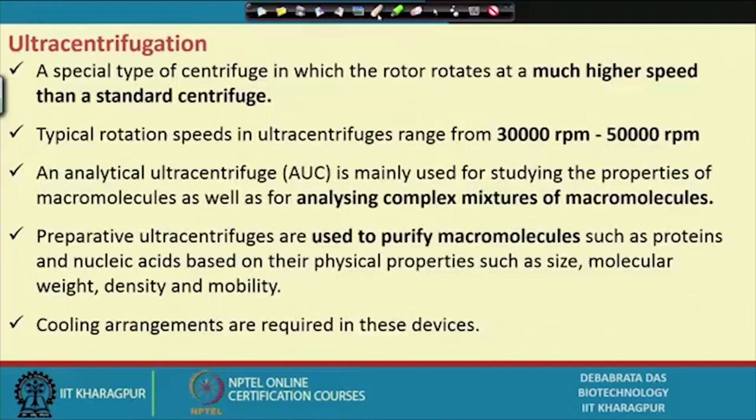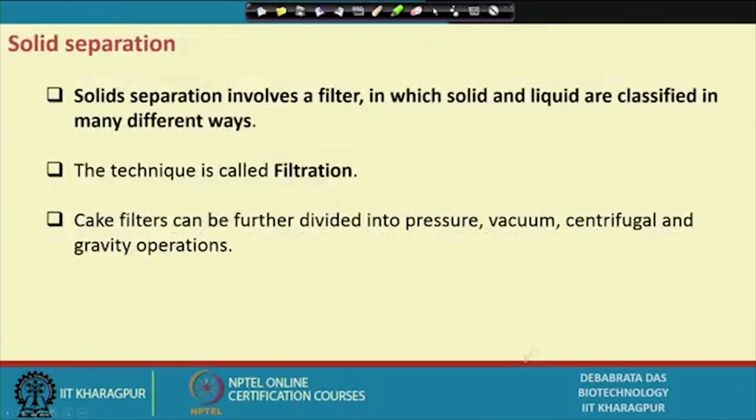Now you see that due to this we require a lot of heat generation. For that, a cooling device is required. So the main principles behind this are the size, molecular weight, density, and mobility of the particles that are involved for the separation of the macromolecules present in the liquid.